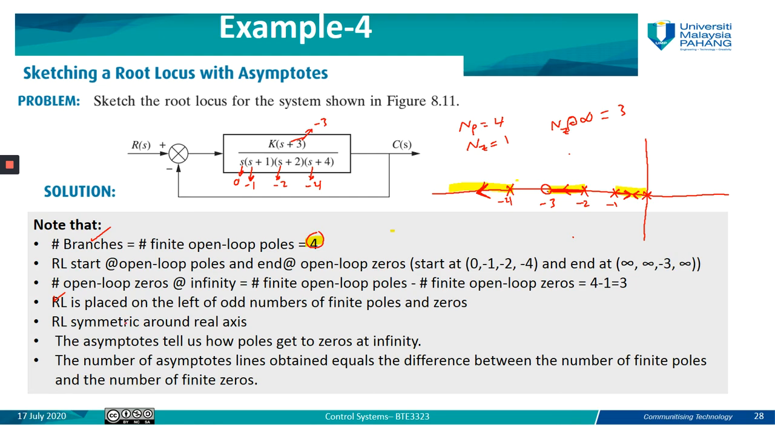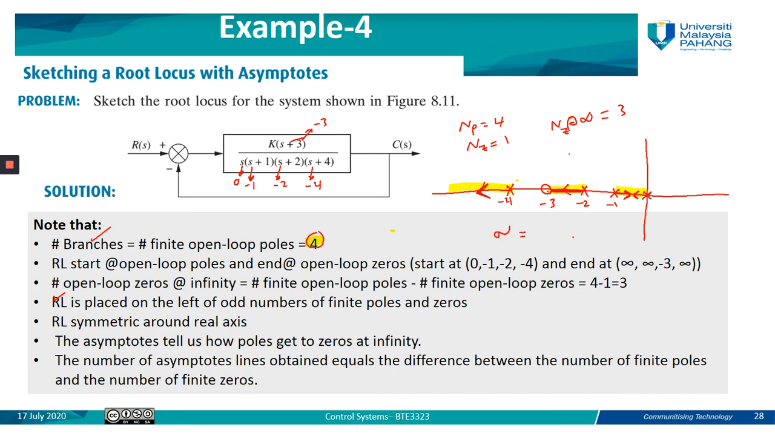We move to the asymptote and the centroid point. The centroid point is the point where we draw the asymptotes, or the intersection of the asymptotes with the real axis. So we call it the centroid point. The centroid point is the point where the asymptotes are connected to the real axis.